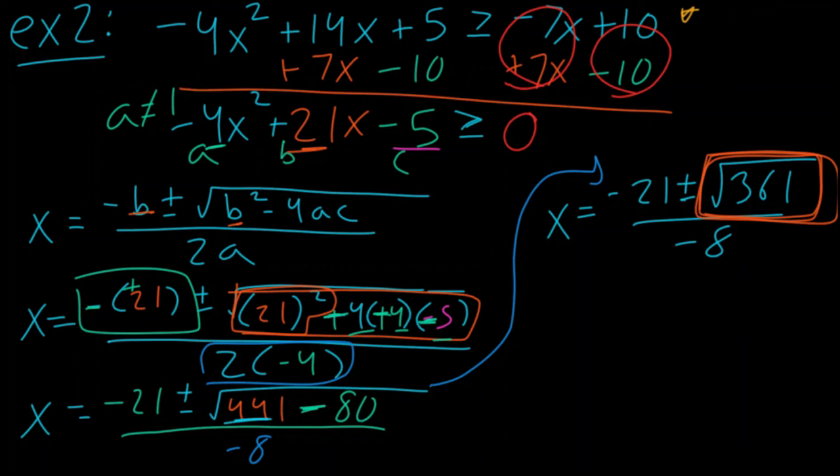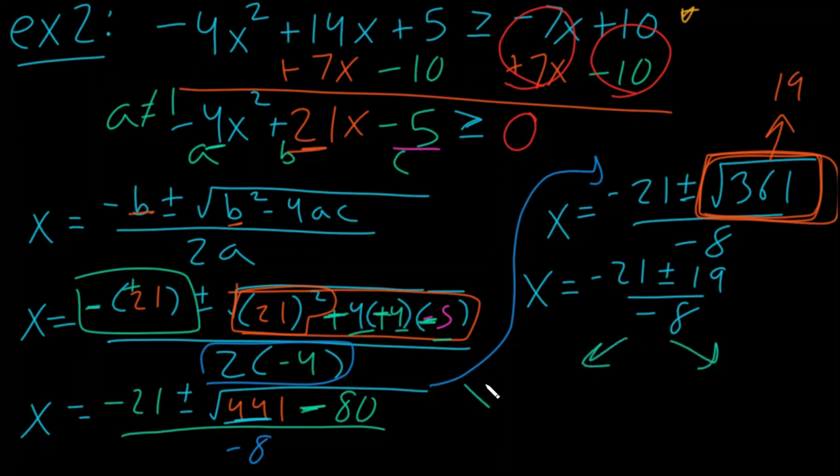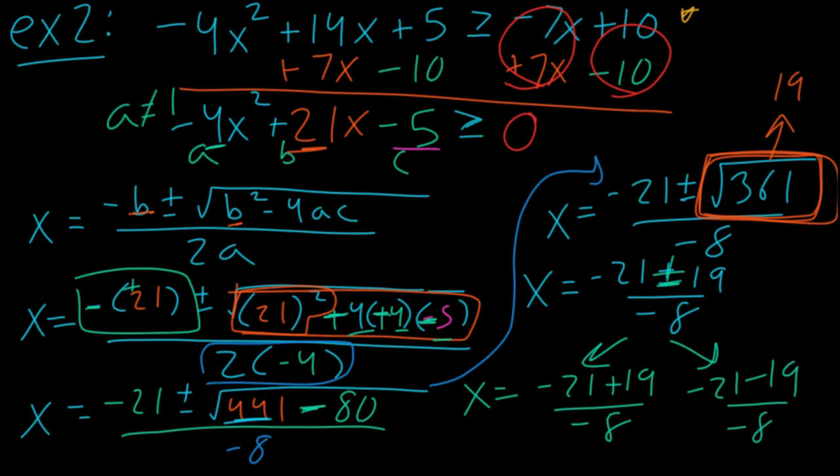So if you were to take 361, if you were doing this on your iPhone calculator, you could just flip it to the side, push the little square root button. You would see that the square root of 361 is just 19. Okay, so we now can write this like this. X equals -21 plus or minus 19 over -8. And this is where we get to split this up. We get to say that this is x equals -21 plus 19 over -8 and -21 minus 19 over -8.